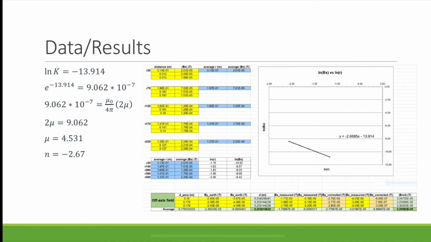And here's my Excel file with all my numbers from my different trials. It also shows the net magnetic field of the 45-degree angle in the very bottom right.